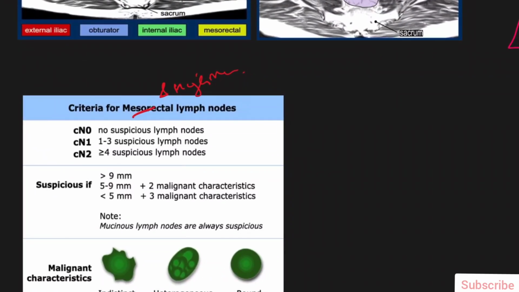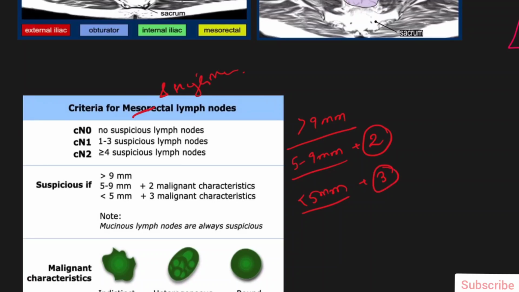Size is very important for CA rectum lymph nodes. So more than 9 mm is considered suspicious. 5 to 9 mm is considered suspicious if there are 2 malignant characteristics, and less than 5 mm are also considered suspicious if there are 3 malignant characteristics.